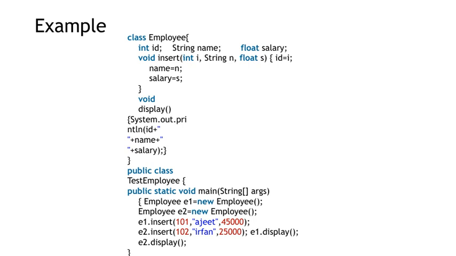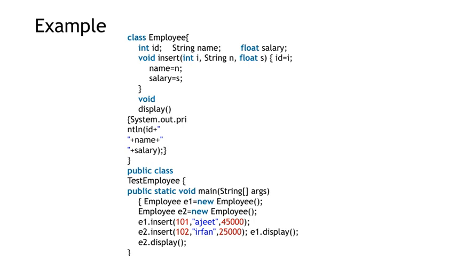The method takes three parameters: an integer for the id, a string for the name, and a float for the salary. Inside the method, we assign these parameters to the class variables. Then we have the display method. This method outputs the employee's information to the console, combining the id, name, and salary into a single line for easy reading. It's a simple way to see the data stored in each employee object.